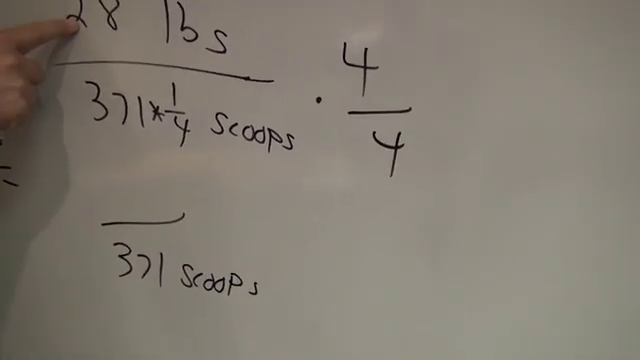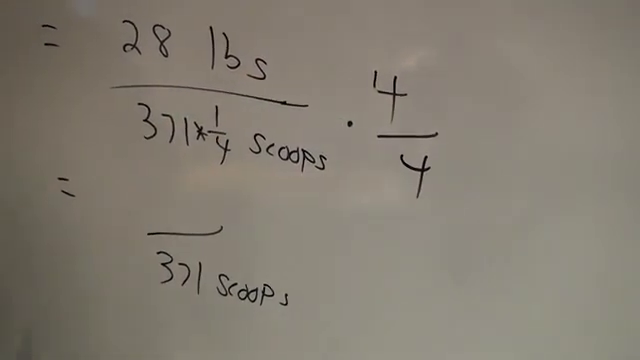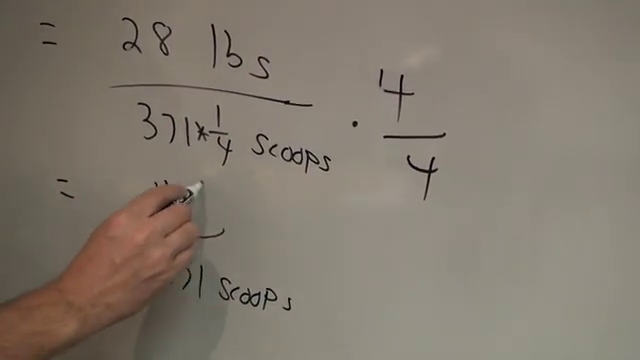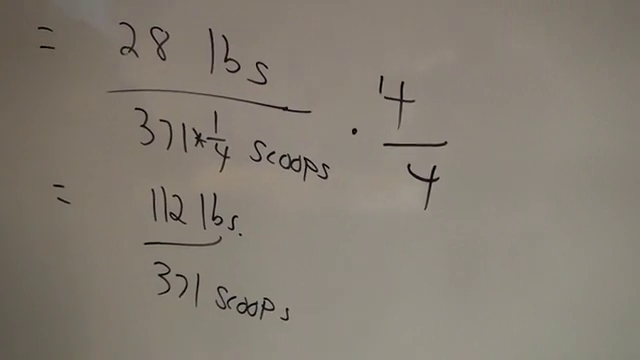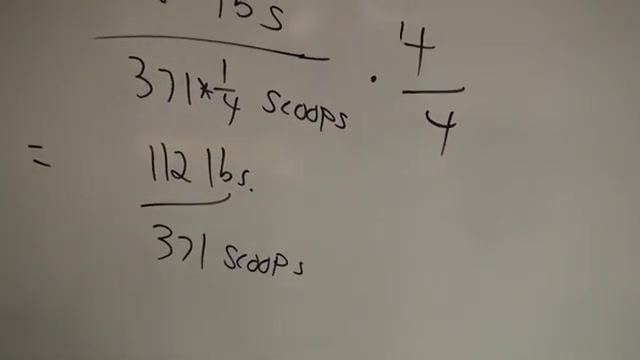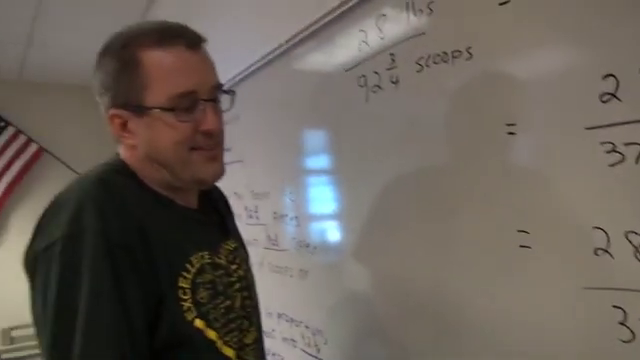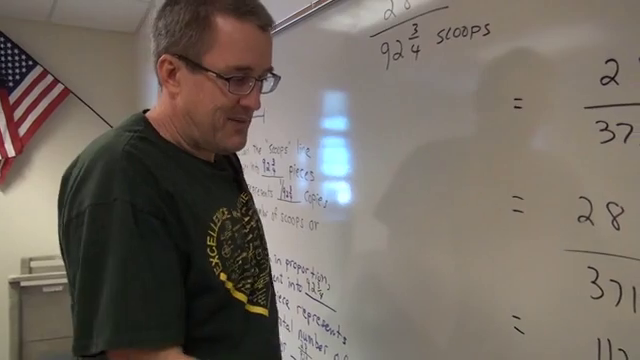And then scale up your 28-pound dog food bag. 28 pounds times 4 copies of that is 112 pounds. So what we end up with is 112 pounds per 371 scoops. Now, students might not think that's so convenient either. I mean, that's kind of a messy fraction.